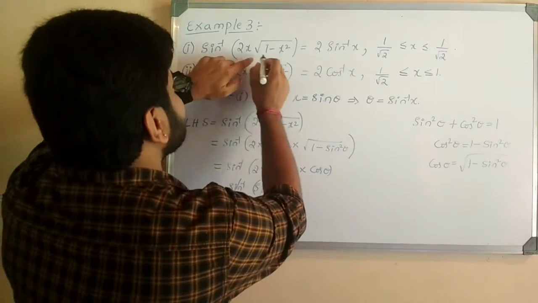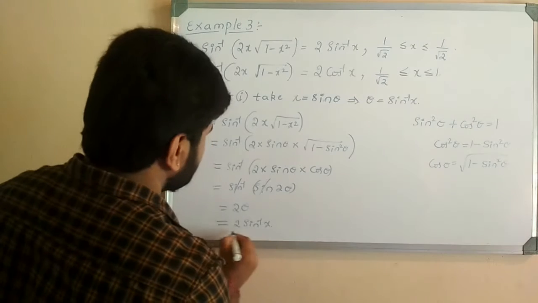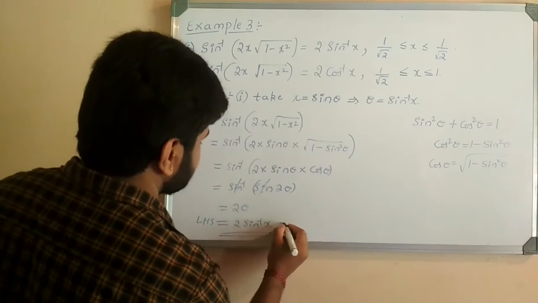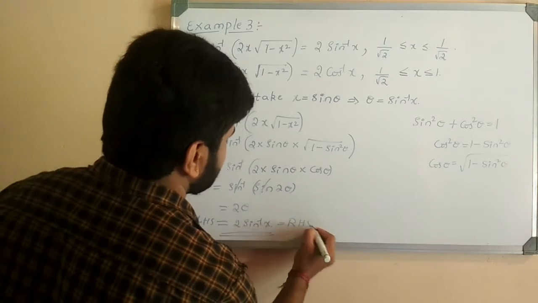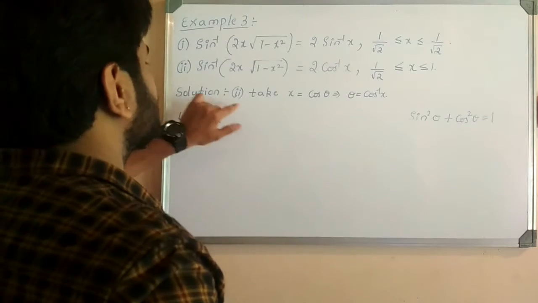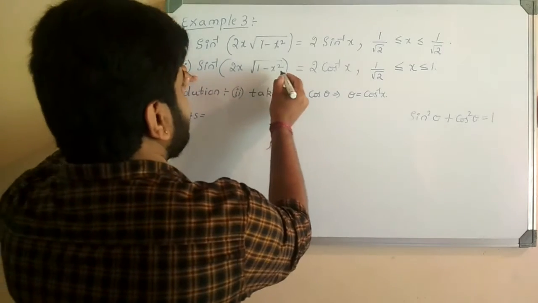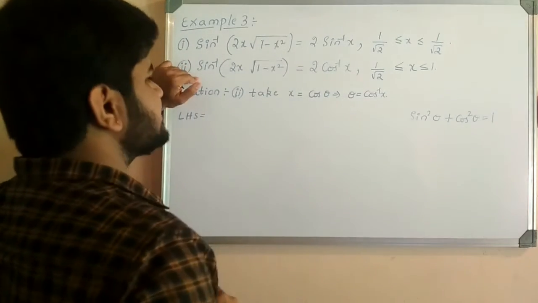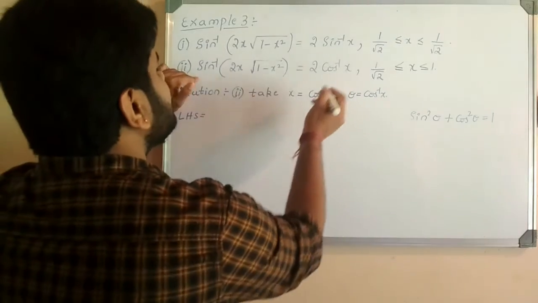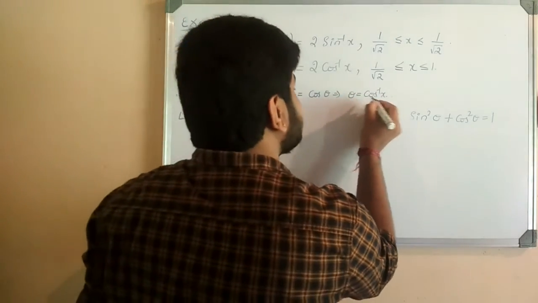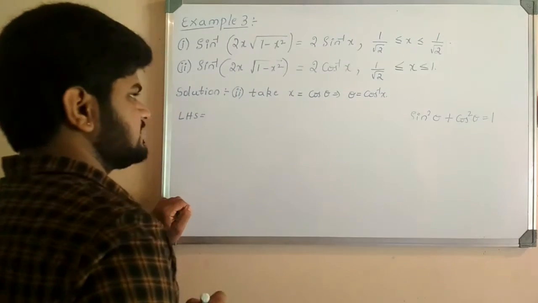So sin inverse of 2x into root of 1 minus x square is equal to 2 sin inverse x, which is equal to RHS. So second problem is sin inverse of 2x into root of 1 minus x square is equal to 2 cos inverse of x. So here you need to take x is equal to cos theta, which implies that theta is equal to cos inverse x.